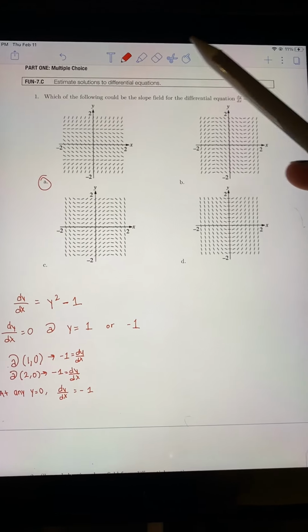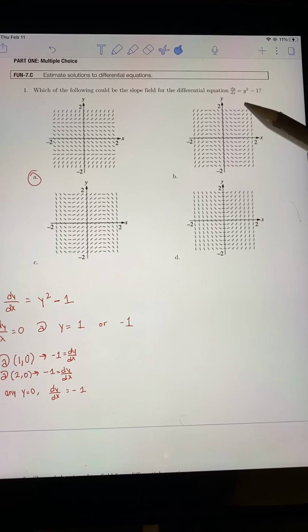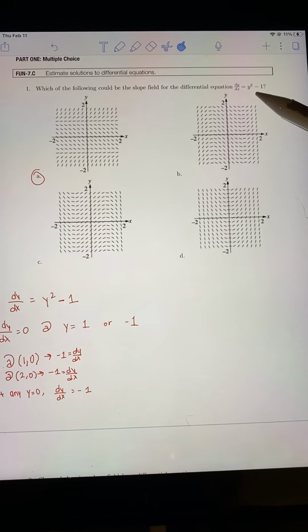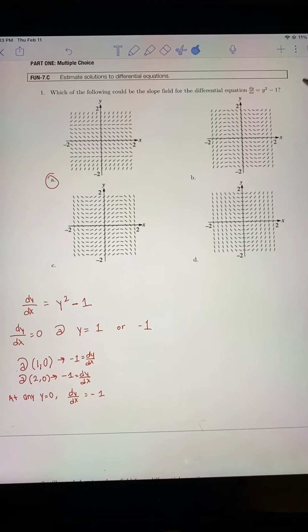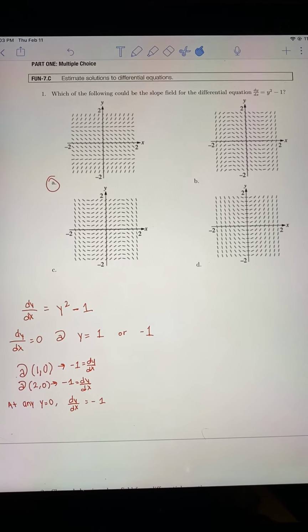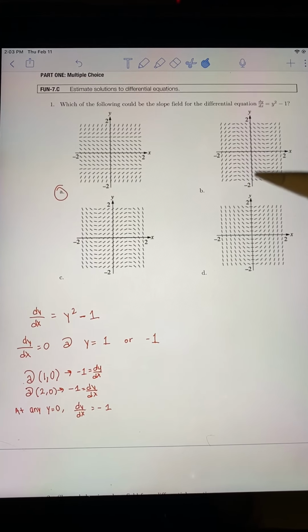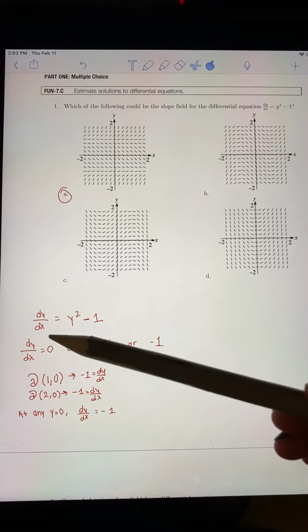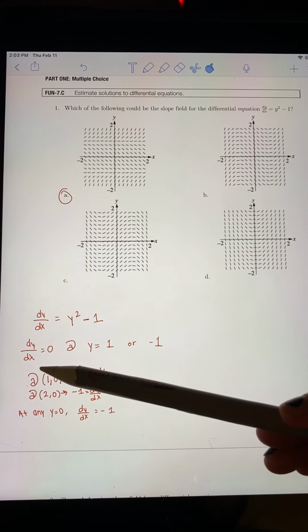So for number 1, what we do is we first look at the equation we have. And the equation we have is dy over dx equals y squared minus 1. So the first thing I did is see when y equals 0, what would be dy dx.